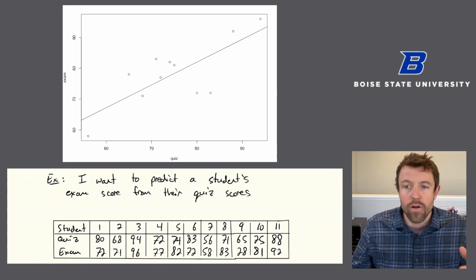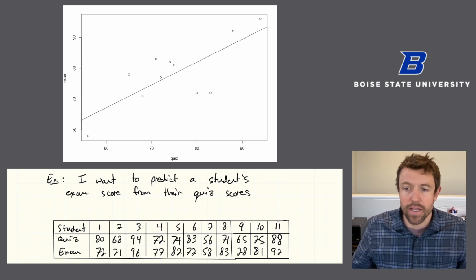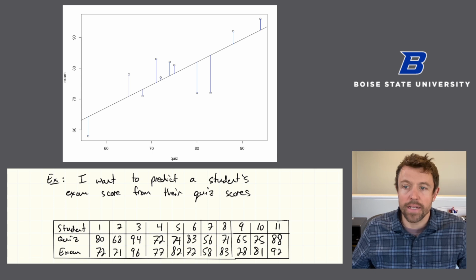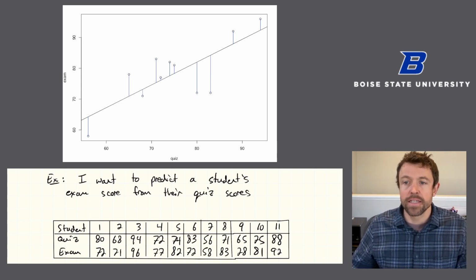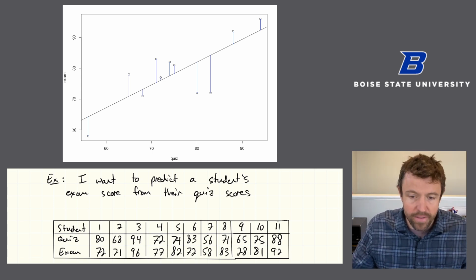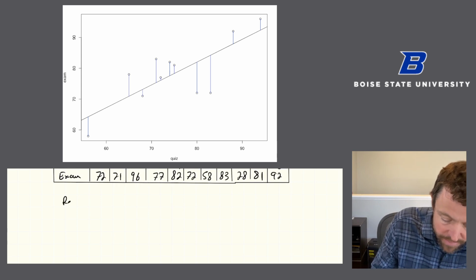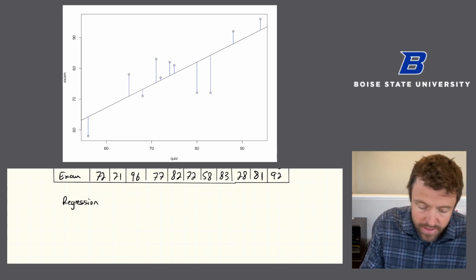I can't draw a line through all the points. They don't fall on a line, but this line is in some sense the closest line to all of these points. So in what sense is this the closest line? Well, if I draw in vertical lines connecting each of these points to my regression line, these blue distances, this regression line minimizes these blue distances in some way. In particular, the regression line minimizes the sum of the squares of the vertical distances.